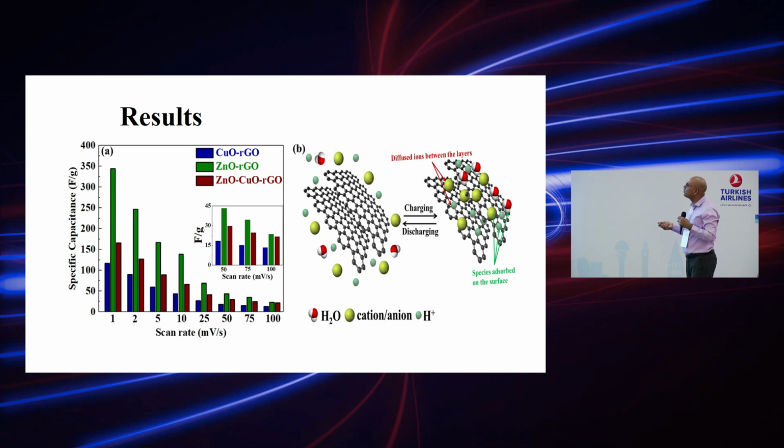Now, similarly, when you look at the specific capacitance, you could see the green histograms represent the zinc oxide, reduced graphene oxide. It is much higher, maybe right around 350 of specific capacitance. But this was low for copper oxide, and also for the zinc oxide, copper oxide, reduced graphene oxide altogether.